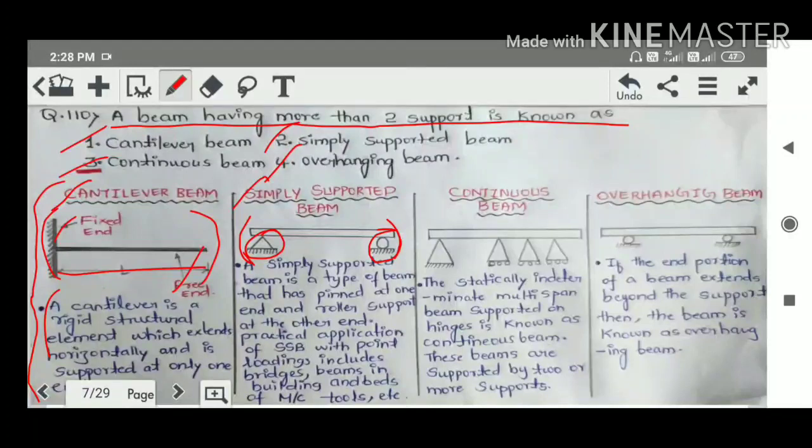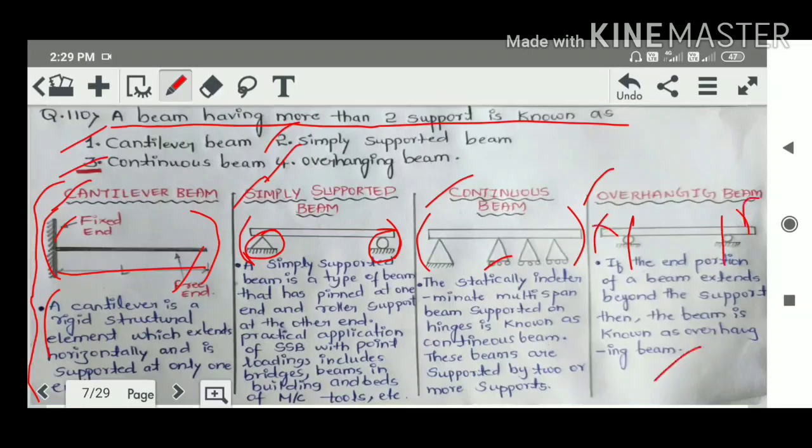Okay friends, and the third one is continuous beam. This is the simple diagram of a continuous beam. Continuous beams are statically indeterminate multi-span beams supported on hinges. These beams are supported by 2 or more supports. Okay friends, and the fourth one is overhanging beam. This is a simple diagram of an overhanging beam. If the end portion of a beam extends beyond the support, as you can see here, these are the 2 supports, and this is the extended portion beyond the support, the beam is known as an overhanging beam.